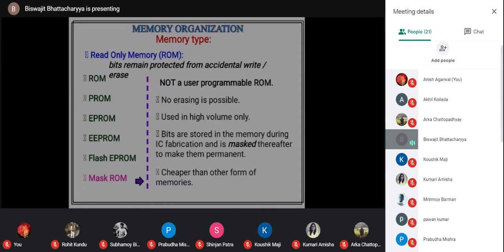Okay, and it is very much cheaper because everything can be made at the fabrication level. The only thing is that the cheapness is achieved when the production volume is large. For a small amount of production of memory, it will be quite costly. The cost cannot be justified. Okay, so these are the summaries of read-only memory types.